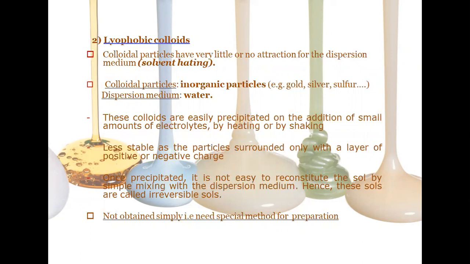Next, by chemical methods. Chemical reaction may be carried out to prepare lyophobic sols. These methods are largely restricted to inorganic substances. Some examples: reactions like reduction, the colloidal dispersion we will get is gold, silver, platinum. Reactions like oxidation, we will get sulfur. Reactions like hydrolysis, the colloidal dispersion is ferric oxide. Reactions like double decomposition, the colloidal dispersion we will get is arsenic sulfide.